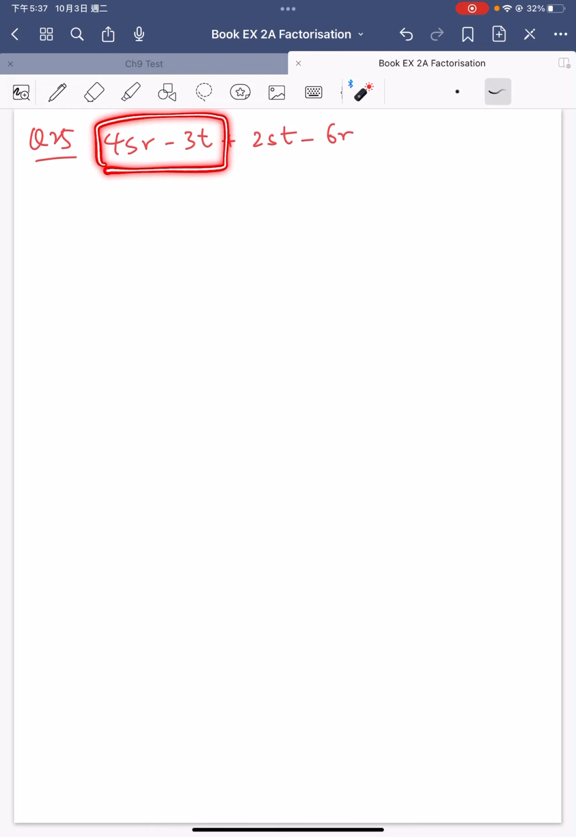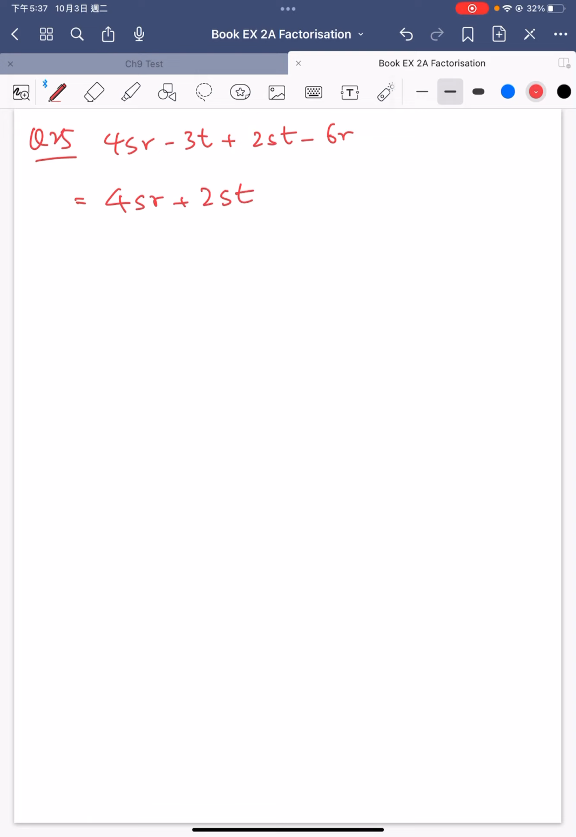Now we are going to do question 25. We have 4sr - 3t + 2st - 6r. So at first, you can see that 4sr and 3t have no common factor, so we try to group it another way. So we can put the first two, we have 4sr + 2st, then we have the rest, -3t - 6r.